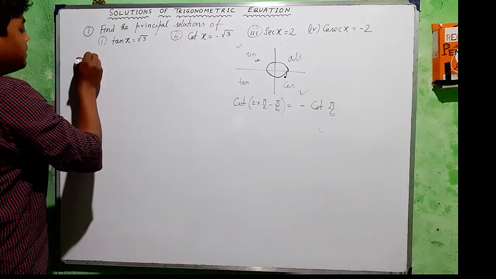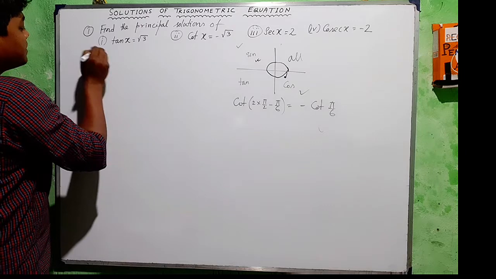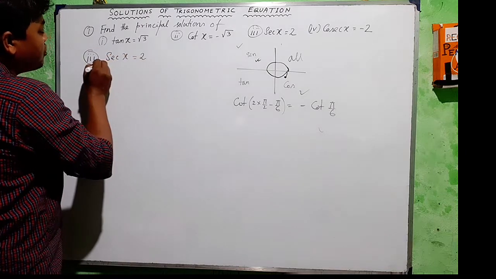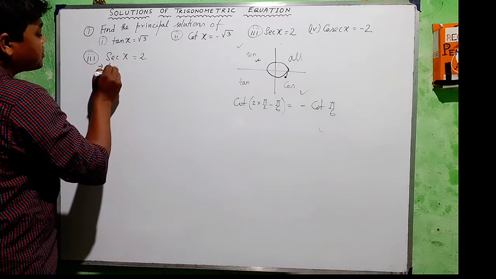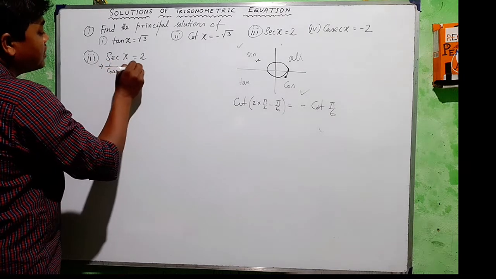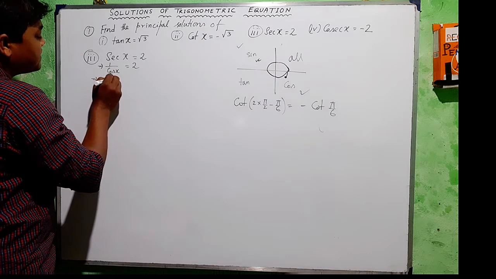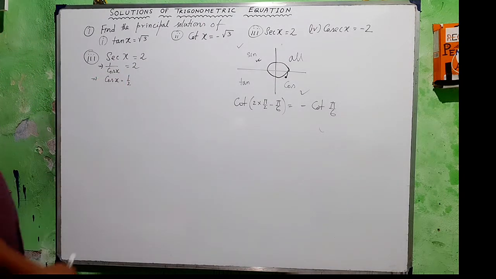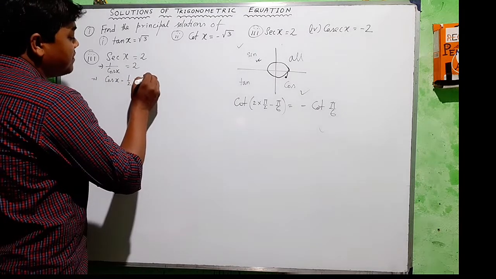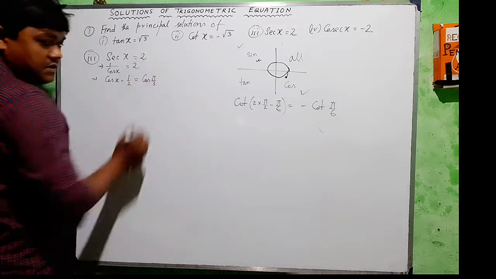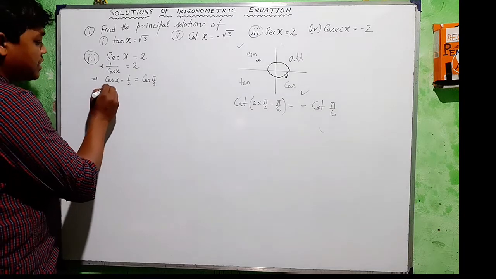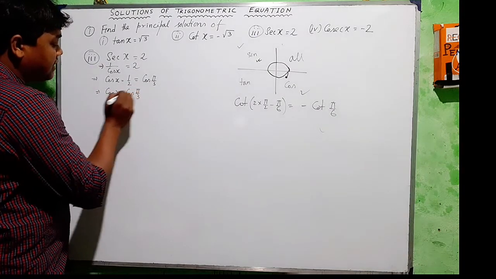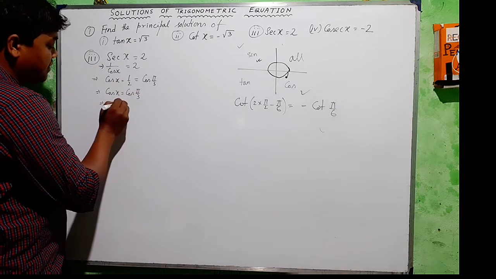Problem number 3, sec x equals 2. So we know that sec x means 1 by cosine x equals 2. That gives cosine x equals half. And it is clear to you that cos 60 degrees, that means cosine pi by 3, is half. So cosine x equals cosine pi by 3, that gives x equals pi by 3.